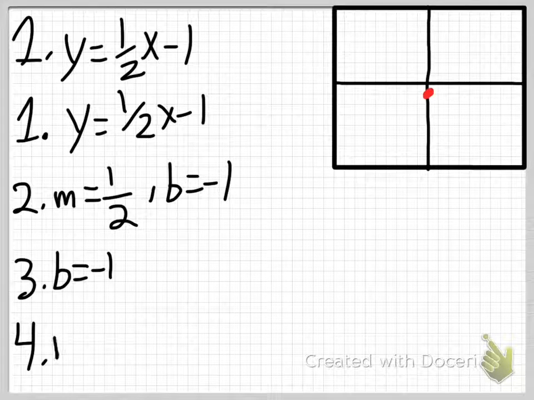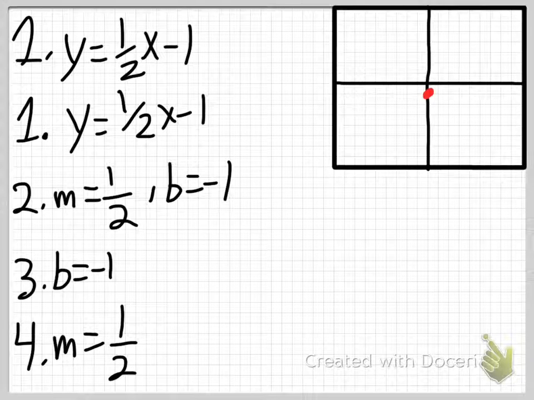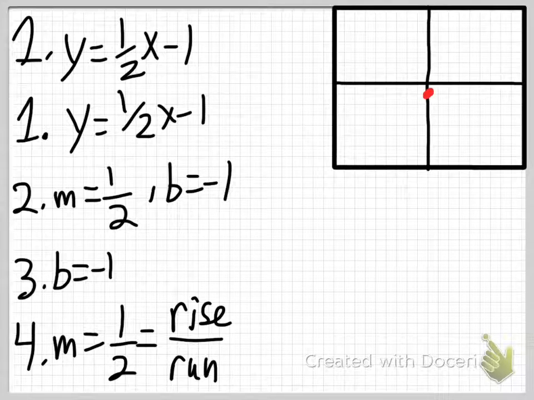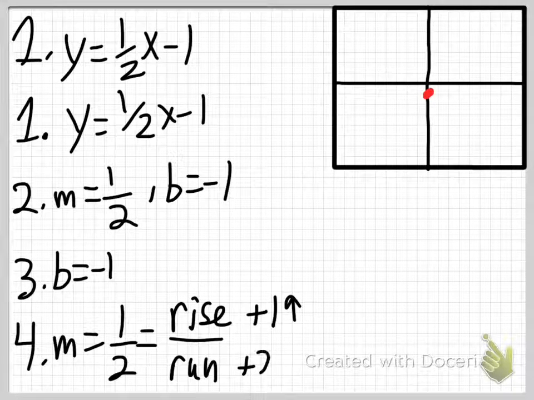Step 4 is to use your m. So we use our slope, and our slope is 1/2. If you remember from the beginning of the video, slope is rise over run. So we're going to go +1 up, and we're going to go +2 to the right. So if you think about when we look at our graph, positive for rise is up, negative is down. For running, positive is to the right, negative is to the left.